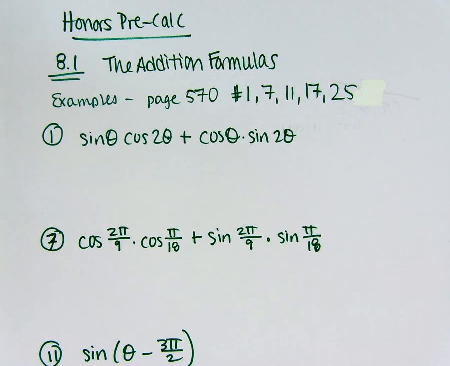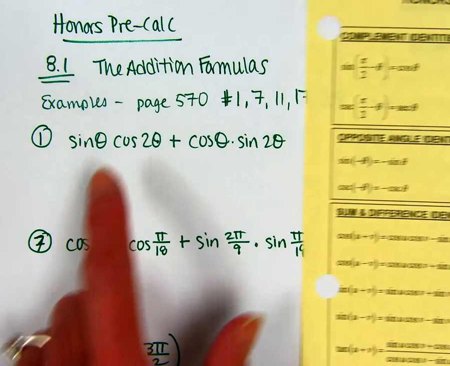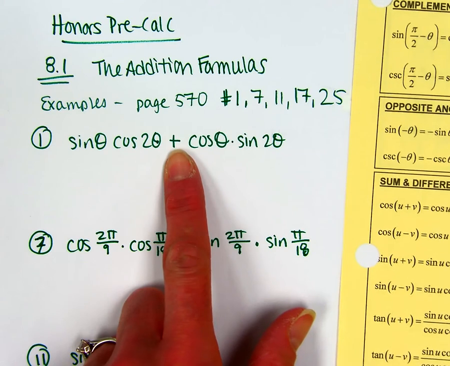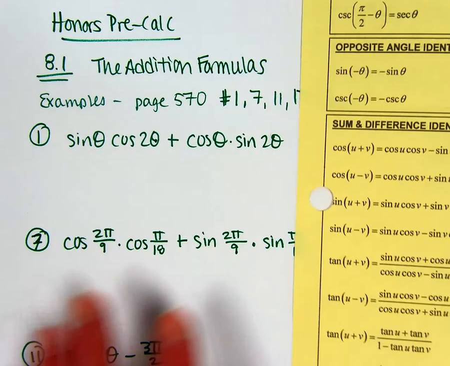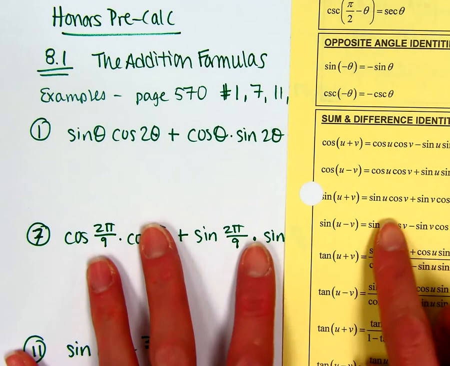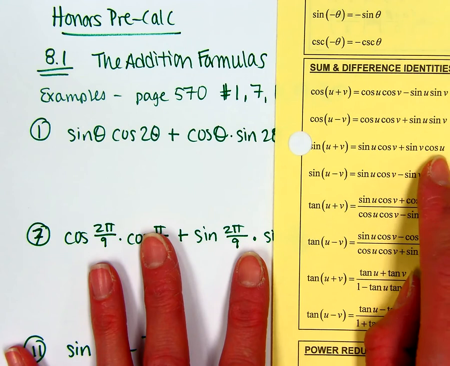All right, so the first one says that they want you to condense sine theta cosine 2 theta plus cosine theta sine 2 theta. Essentially, all you need to do is figure out which identity it matches up with. On your identities sheet, we have addition, so we know that we're adding two things together. It's a sine times a cosine plus a cosine times a sine. So you have to just match it up with the one that matches.